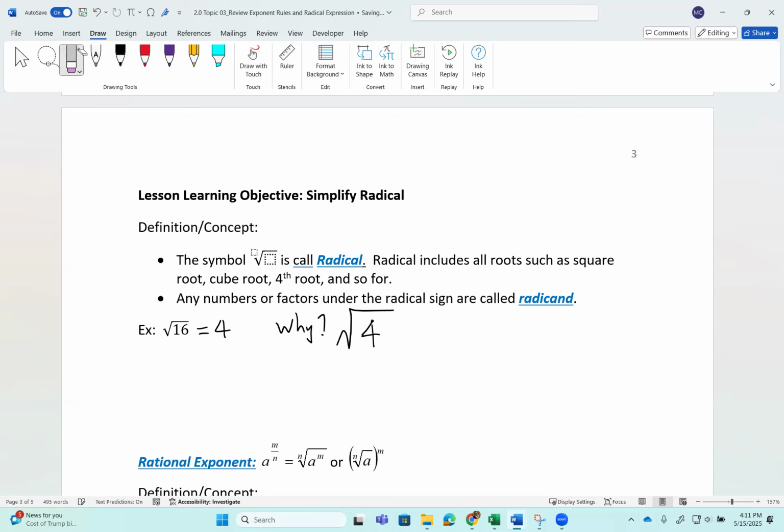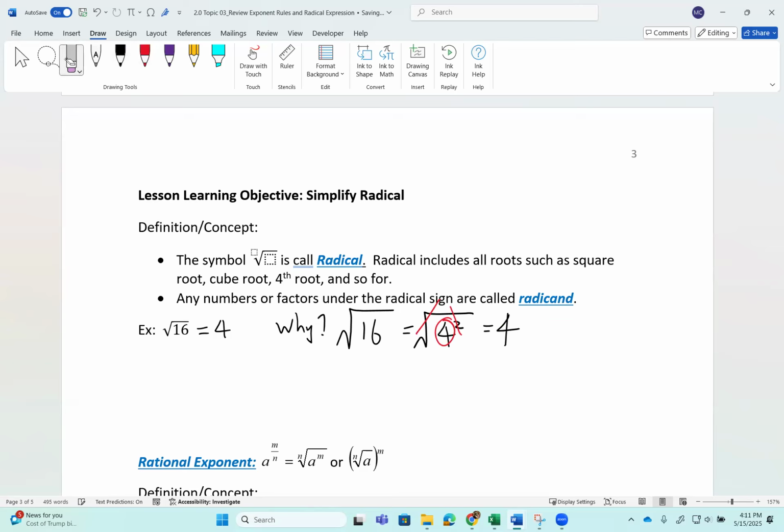right? Let me erase that. We're good. Square root of 16 is the same thing as square root of 4 squared. So why square root of 16 equal to 4 is because squares and square roots are opposite operation. So they tend to cancel each other out. So the only thing you have left is simply just a 4.